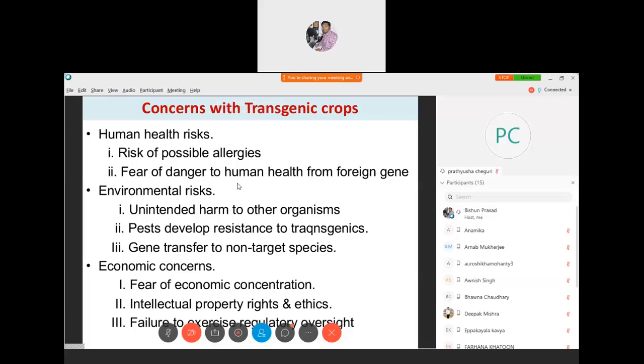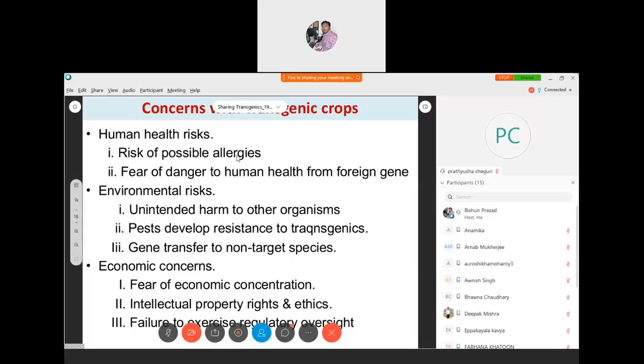Say for example, we are eating vegetables, we are eating fruits, they also contain foreign genes. But it is not like that, whenever they enter our body, they will recombine with our DNA. It's not like that. If we eat that, it has to pass through the digestive juice, and everything will get digested. Our nucleic acid will also get digested.